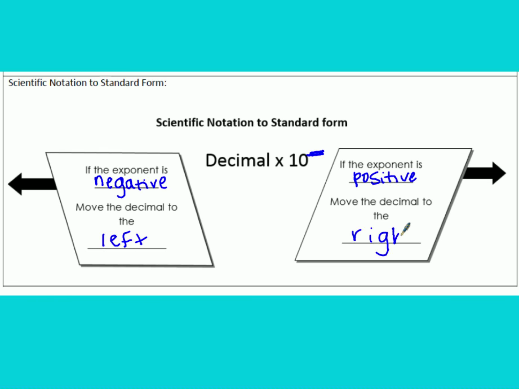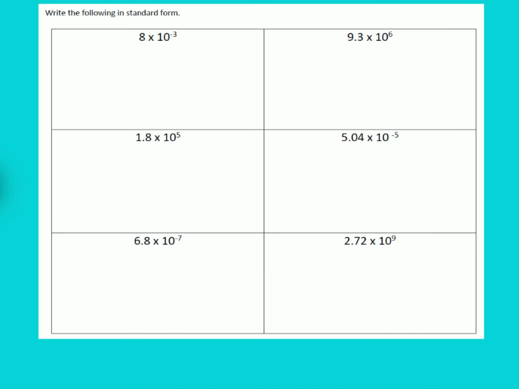It's just like whenever we talk about negative and positive numbers: negative numbers are always to the left of 0, and positive numbers are always to the right of 0. So that can help you remember that. So we have our last set of examples here. We want to change these numbers that are written in scientific notation into standard form.